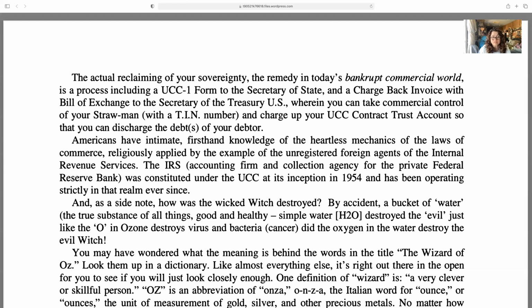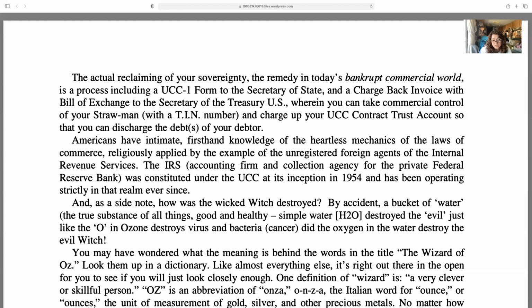So let me just go over this little sentence here. The IRS accounting firm and collection agency for the private Federal Reserve Bank was constituted under the UCC. Oh, that's commercial. At its inception in 1954, and has been operating strictly in that realm ever since. Oh, so they did capture us on a universal commercial code contract before we were born.